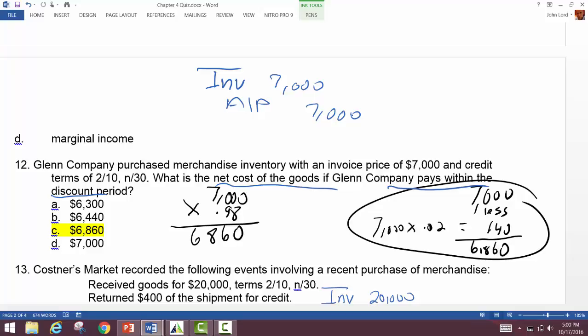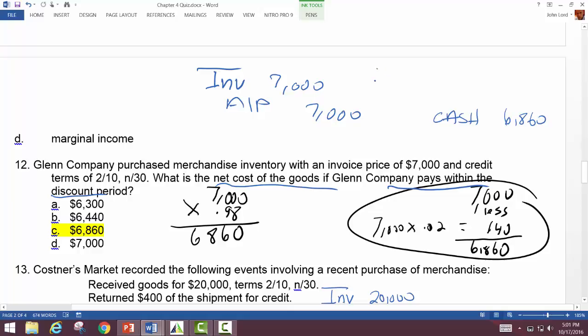Okay, so whatever. We're sitting here and we're going to pay the discount, right? We're going to take it within the discount period. So if that's the case, what are we going to do? We're going to credit cash net of the discount for 6860, right? Because we're paying them cash net of the discount.